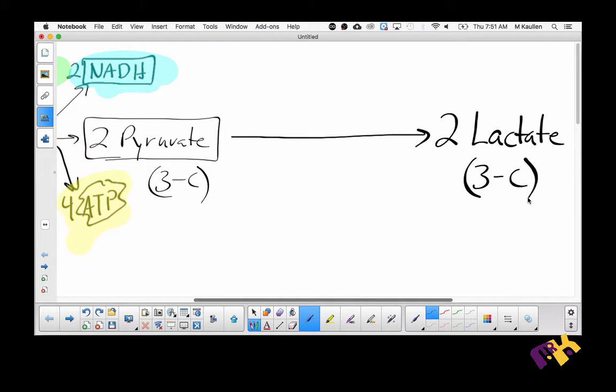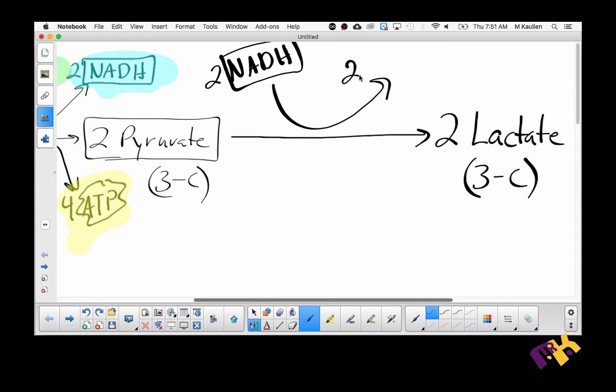But what does happen is that in this step to go from pyruvate to lactate, we do take, again, a couple of NADHs, and we're going to oxidize them to where they have lost those 2 high-energy electrons, and we get NAD plus again. Right, so that's really the major difference. In lactic acid fermentation, you produce lactic acid at the end of it.